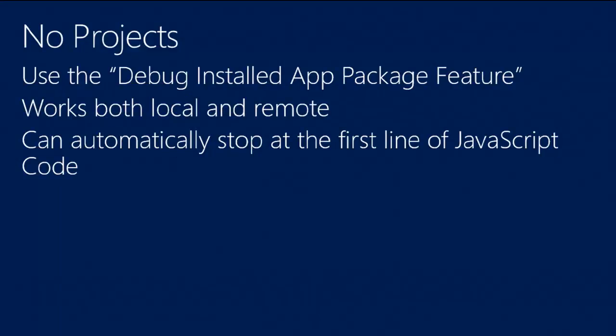So to recap, when we don't have projects, what we can use is the debug installed app package feature. This allows us to look at any of the app packages that have been installed, all these Windows 8 or Windows Store style packages, and then we can connect to that application and debug it from inside of Visual Studio, setting our breakpoints and doing all the kinds of analysis on the debugging side of things that we would normally do. And as I showed before, you can click that checkbox and then stop the app before it's even started, in case you need to do some kind of configuration or whatnot.